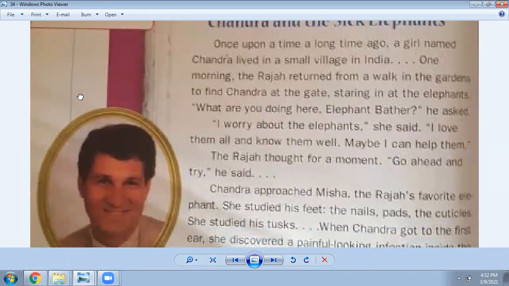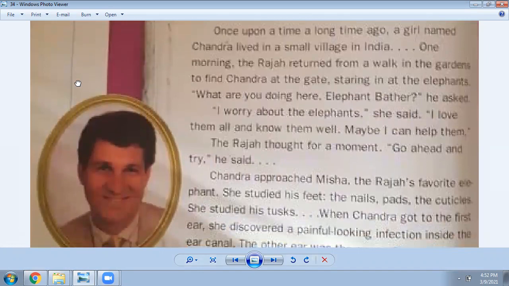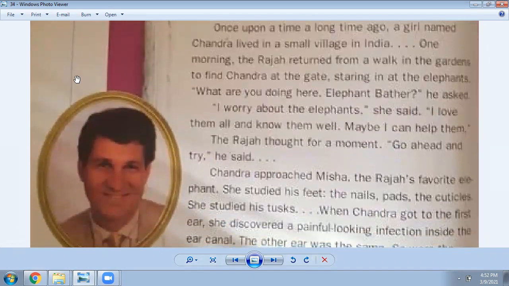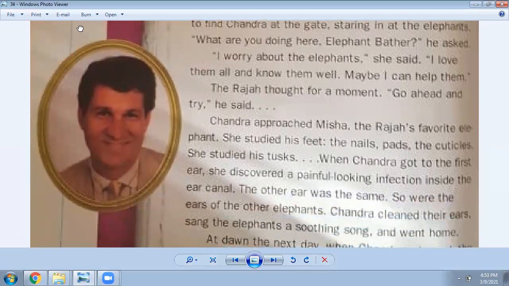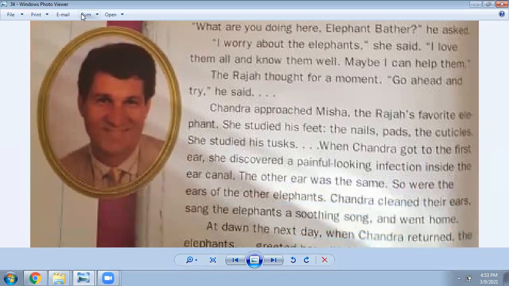Once upon a time, long ago, a girl named Chandra lived in a small village in India. One morning, the Rajah returned from a walk in the gardens to find Chandra at the gate, staring in at the elephants. "What are you doing here, Elephant Bather?" he asked. "I worry about the elephants," she said. "I love them all, and know them well. Maybe I can help them." The Rajah thought for a moment. "Go ahead and try," he said.